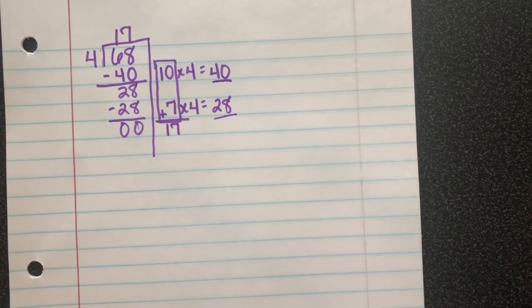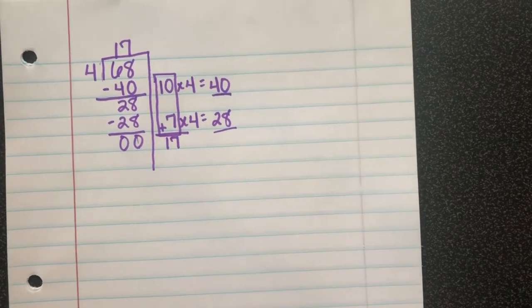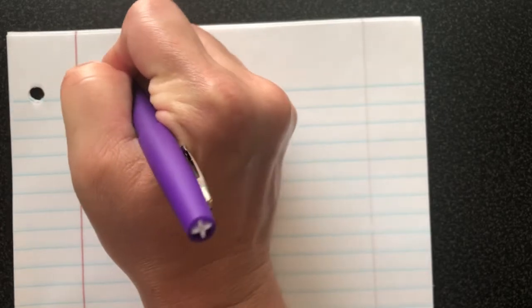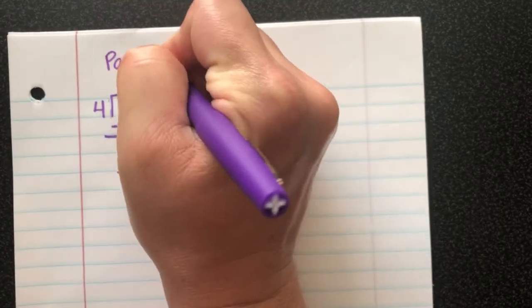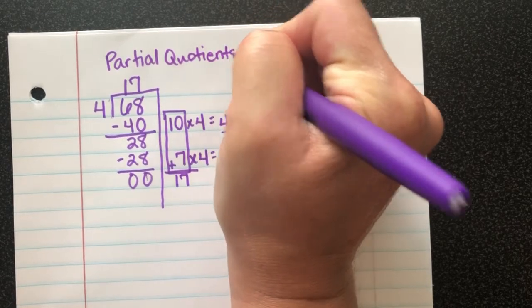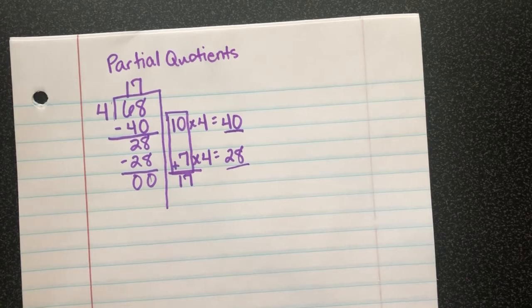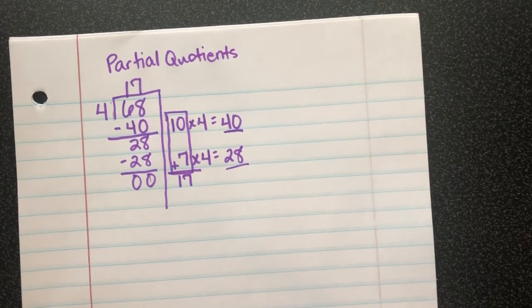Okay, so from here, this was just a reminder of what partial quotients is. This is partial quotients. I'll write that at the top. Once you become a pro at long division, you can decide that you don't want to do it this way, and that is perfectly fine. We just have to provide you with more than one way to divide, and then you can decide which way is best for you.